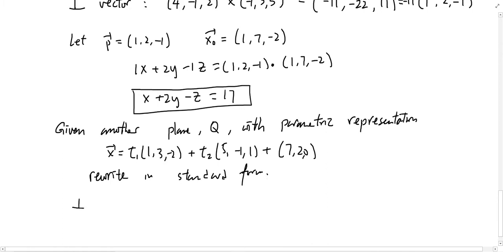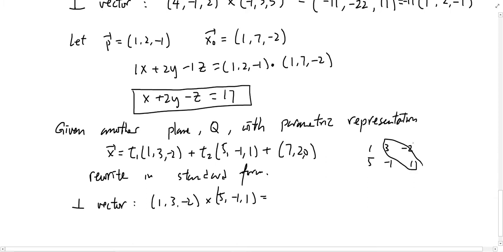Okay, so the perpendicular vector in this case would be the cross product between (1, 3, negative 2) with (5, negative 1, 1). So what would that equal to? So once again, I'm going to do the exact same thing. I'm going to do 1, 3, negative 2, 5, negative 1, 1. So my first cross is this one, which is 1 times 3 minus negative 1 times negative 2. So it would be 3 minus 2, which is 1. We'll put 1 and 5 at the end, and then we'll do a cross. So negative 2 times 5 is negative 10, minus 1 is negative 11.